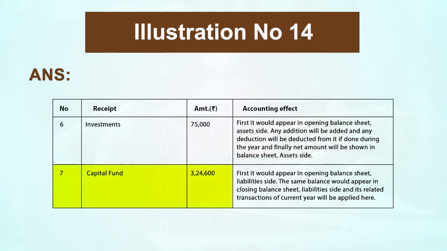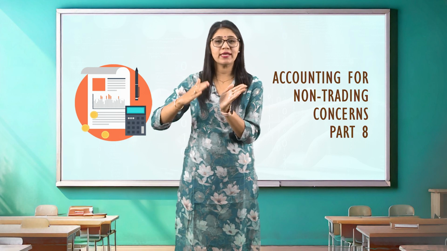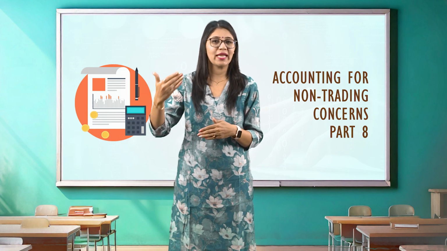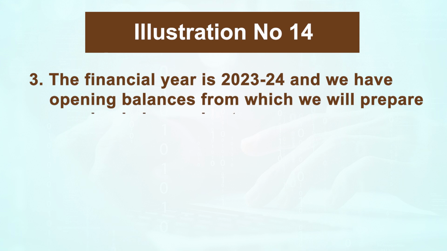Seventh point, capital fund 3,24,600. First, it would appear in opening balance sheet but liability side. You have to be careful over here. Then next, the same balance would appear in closing balance sheet, same liability side, and its related transaction of current year will be applied here. So this is the chart from which we come to know what are its accounting effects. Now we'll move to next point. Point number 3, the financial year is 23-24, and we have opening balances from which we will prepare opening balance sheet.